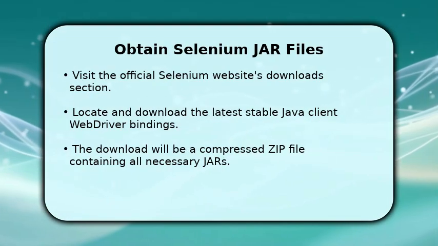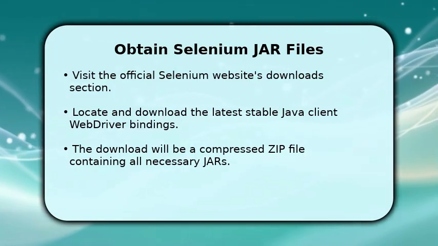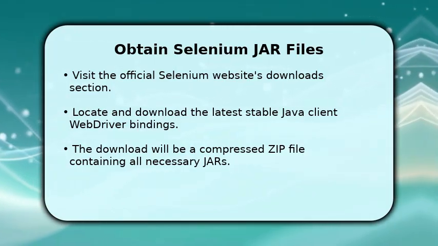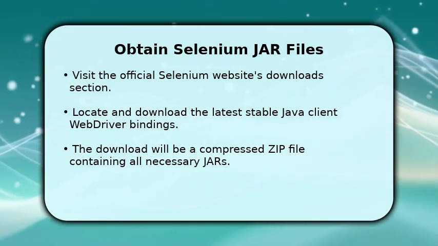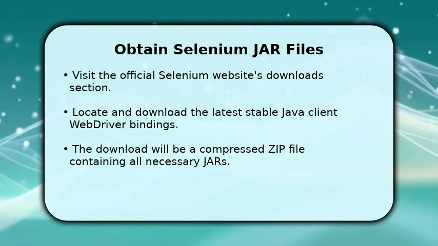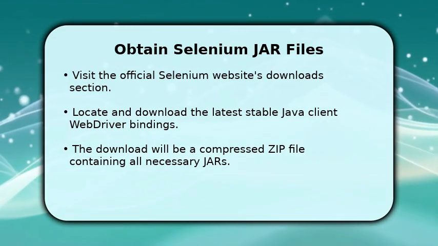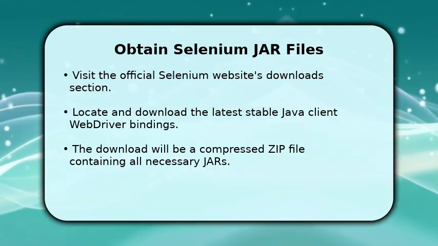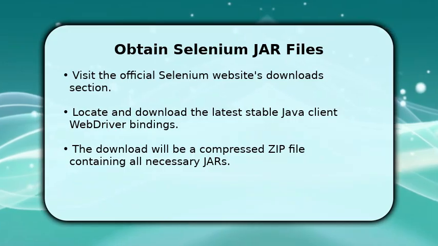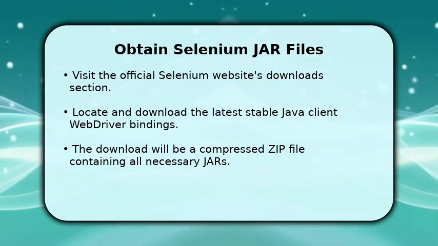Now, you need to get the Selenium JAR files. Head over to the official Selenium website and navigate to their Downloads page. Look for the Selenium Clients and WebDriver Language Bindings section and download the latest stable version for Java. This will typically be a zip file. Once downloaded, extract all the contents into a new, easily accessible folder on your computer, perhaps named Selenium JARs.